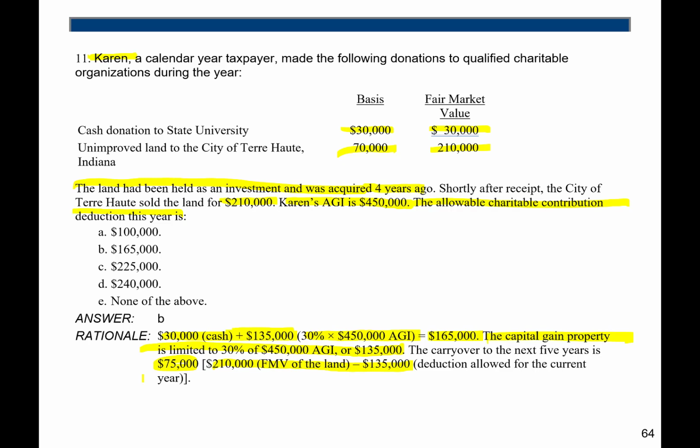So she could take the cash. She was fine there, but she was limited to what? 30% of her AGI, the 135 on that capital gain property. So that's how they came up with 165, and she can carry the rest forward. Okay, good. Now I'm looking for Ralph.